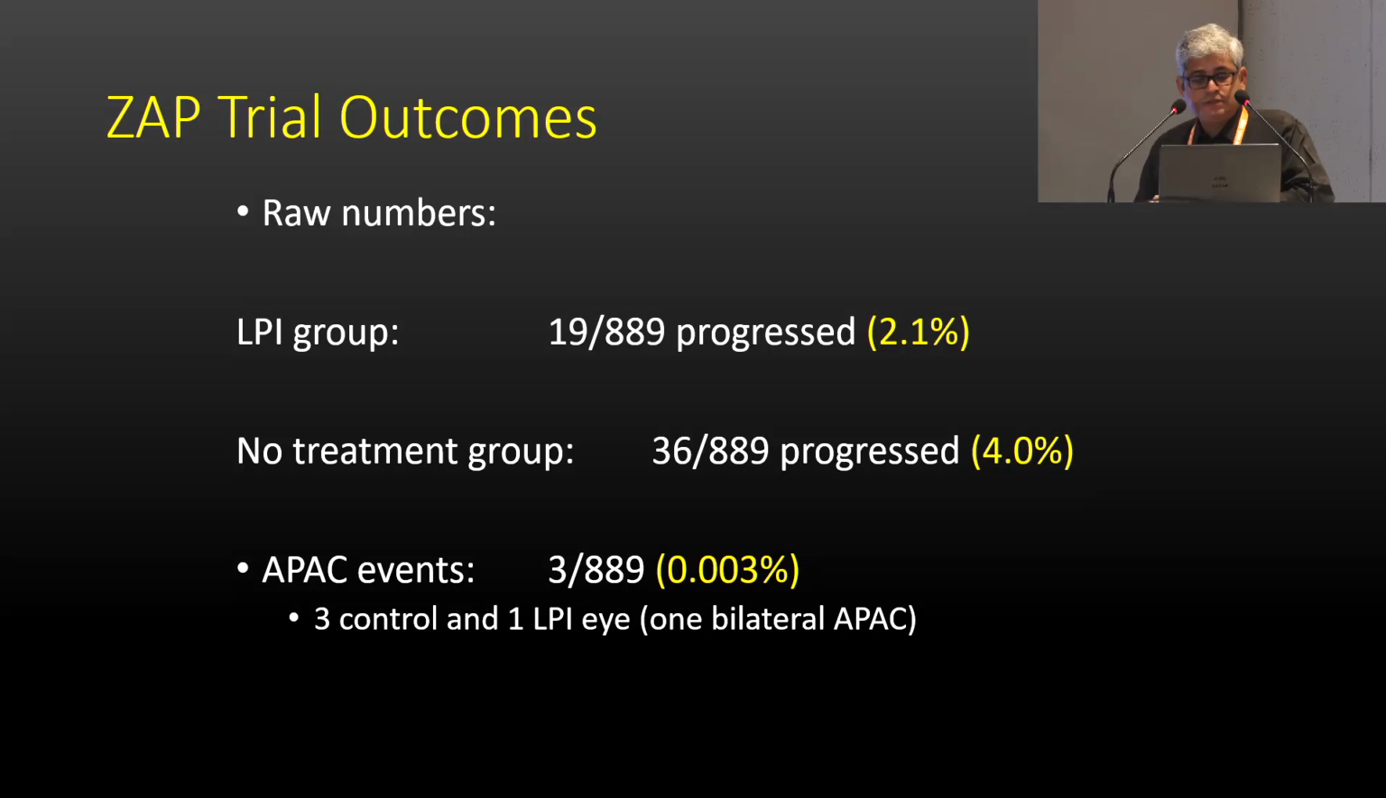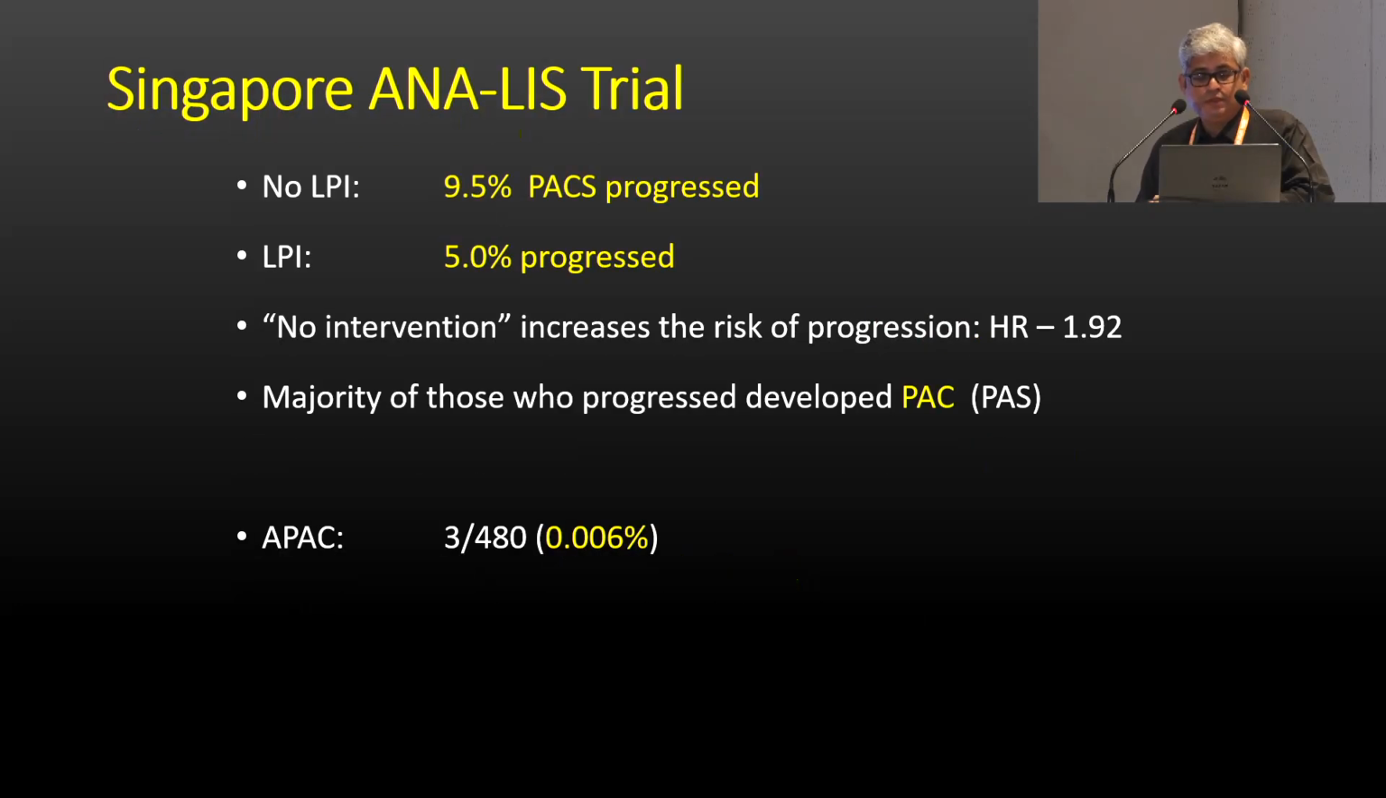So this is the ZAP trial outcome, and if you notice, there were 3 out of 89 patients who developed acute primary angle closure, and that is in 3 controls and 1 LPI, I think. The one was a bilateral APAC. So 0.003% was what there, and in the Singapore analyst trial, 9.5% versus 5%, and no intervention increased the risk of progression with a hazard ratio of 2 if you don't do the LPI.